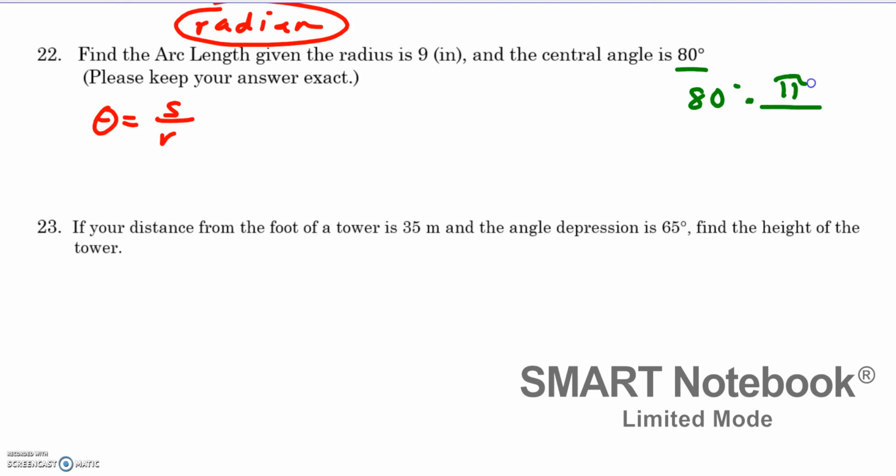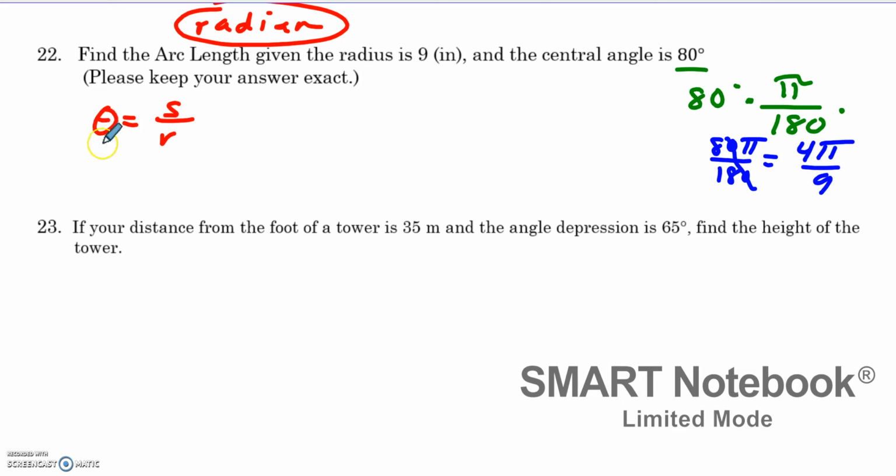We need to multiply by pi over 180. If you're going the other direction, it would be 180 over pi. If I simplify this, it's really 80 pi over 180, which reduces to, let's see, what could I take out of 80 and 180? I think I can definitely cross out the zeros, and I can take a 2 out of both of these. So that would be 4 pi over 9.